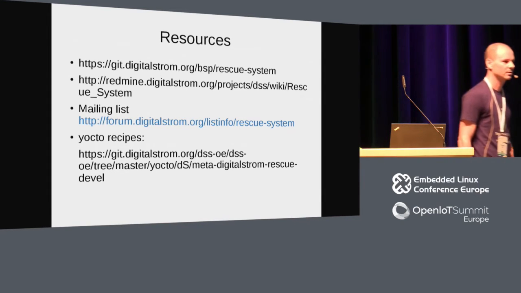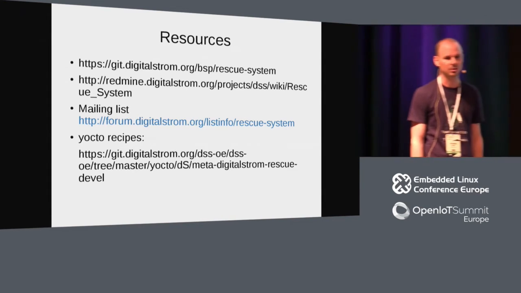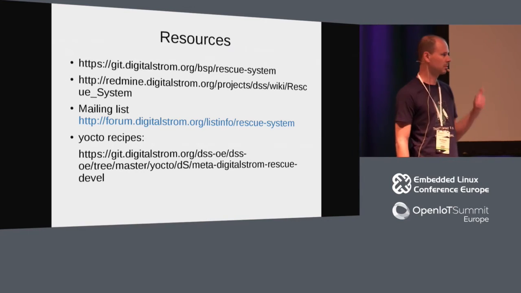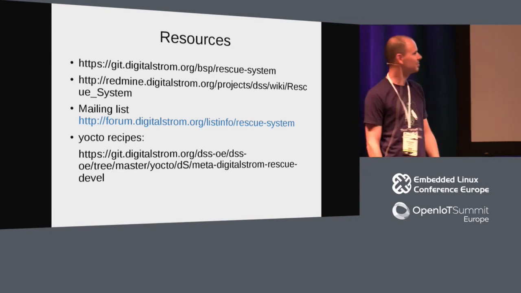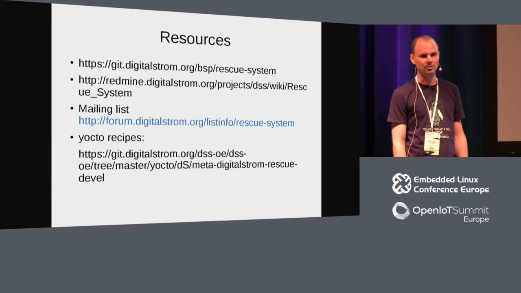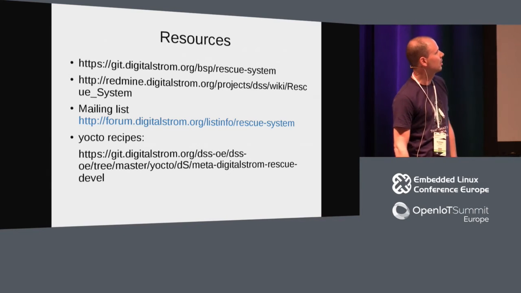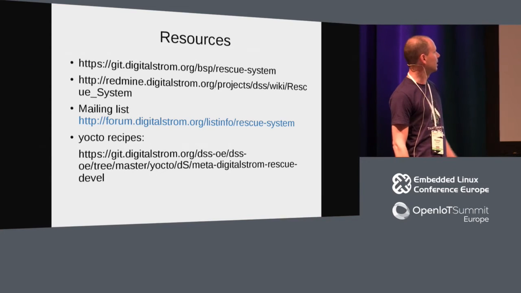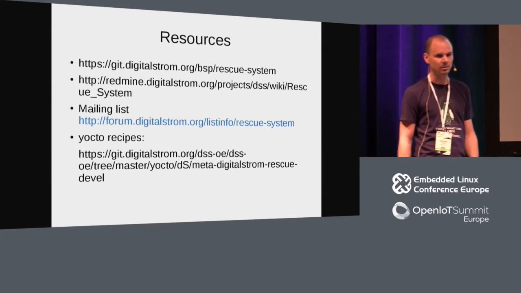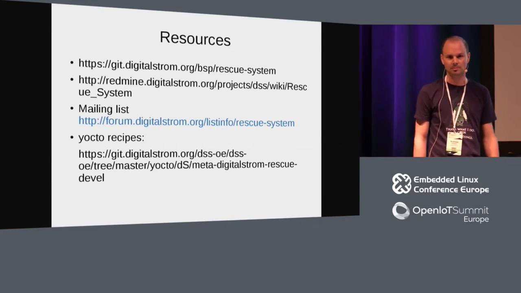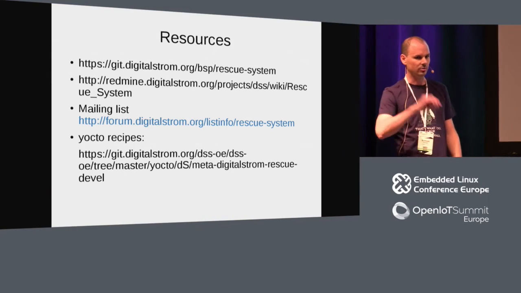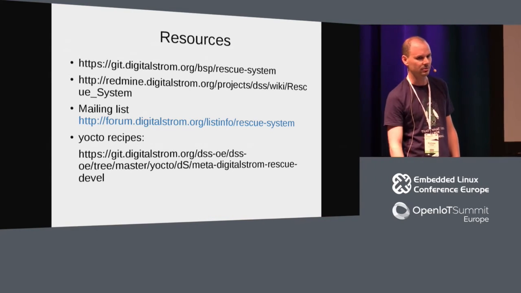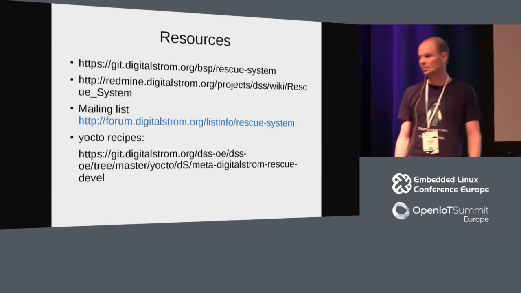These are the resources. Currently there is not much documentation, so it's probably mostly this demo. And we have some wiki about how to use it, and of course there is the repository that we have, and there are also Yocto recipes, how we use it, like how we wrap up the whole thing. And you might want to look also in the rootfs, there is a folder rescue system where you can just generate those tools easily.